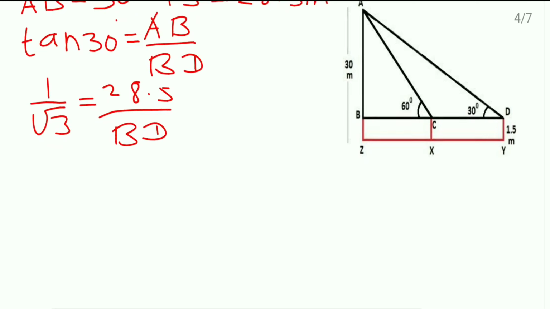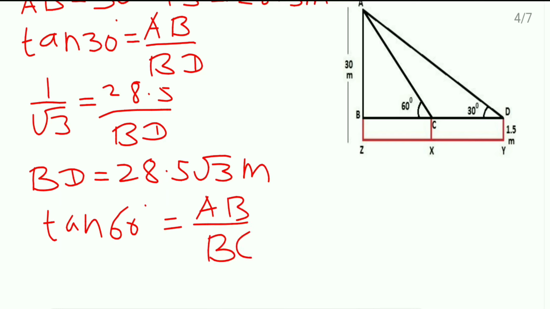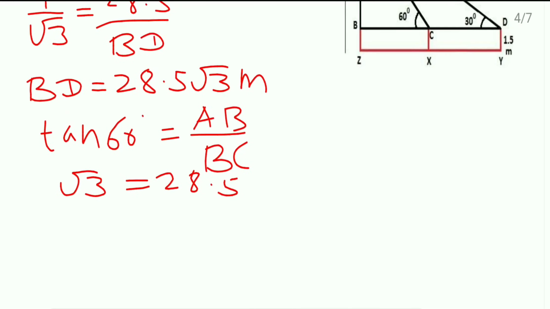We'll do the cross multiplication here. So BD is equal to 28.5 root 3 meter. Now let us take the triangle ABC. In this one we will take tan 60 degree. So here tan 60 degree is equal to AB by BC. We know tan 60 is root 3. Length of AB is 28.5. Length of BC we don't know, so we'll write it down BC as it is.